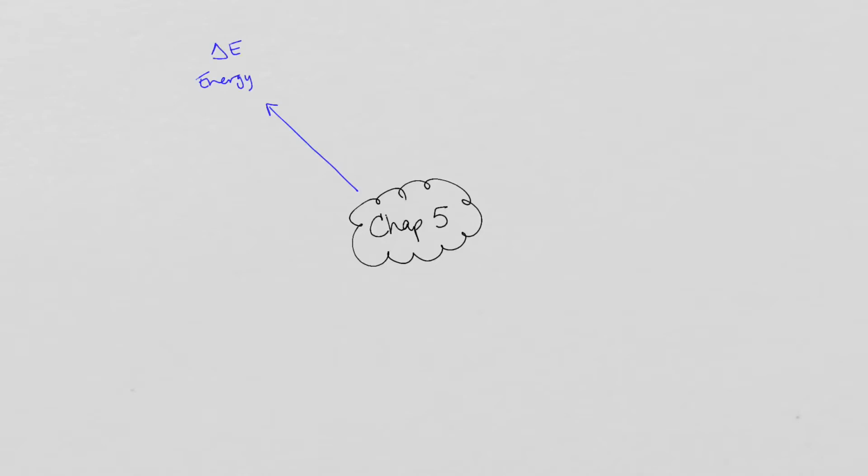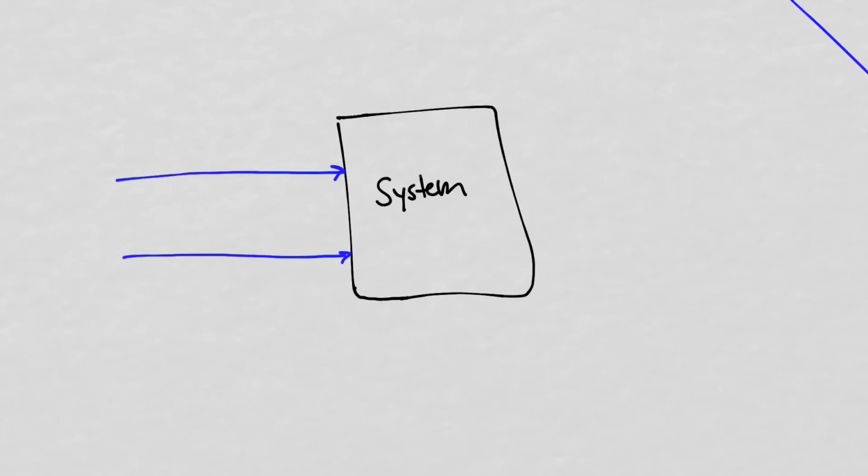where delta E equals Q plus W, where Q is heat into the system and W is work done on the system. We can draw this as a diagram right here. Just blow it up. This right here is our system. We're going to have arrows into the system. We're going to have arrows coming out of the system.